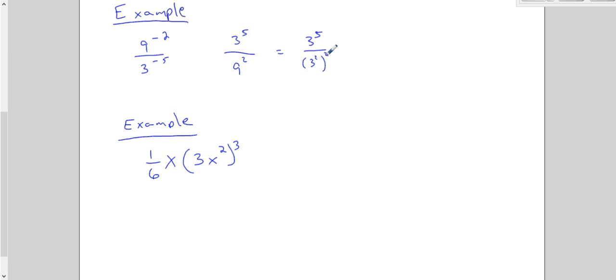I'm going to multiply the 2 exponents to get 3 to the 4th. So I have 3 to the 5th over 3 to the 4th. Now I've got a common base number, which means I can subtract these exponents. I get 3 to the 5 minus 4, which is 3 to the 1st, or just 3.